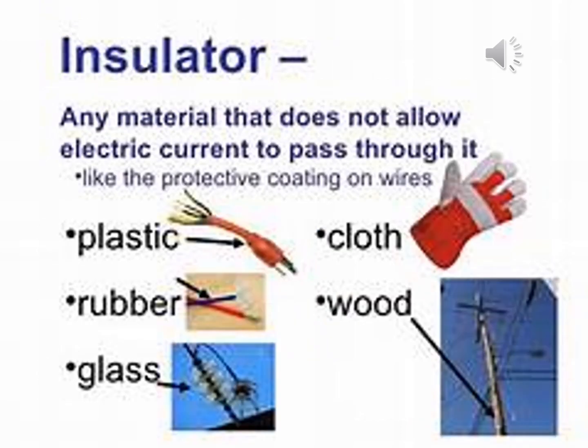And next is insulators. An insulator is any material that does not allow electric current to pass through it, for example plastic, rubber, glass, cloth, wood. The reason for an insulator is that there is a wide gap between the conduction band and the valence band. This gap is a forbidden area for the existence of electrons. Thus, the conduction band is empty of electrons. That is what makes it an insulator for electrical conduction.